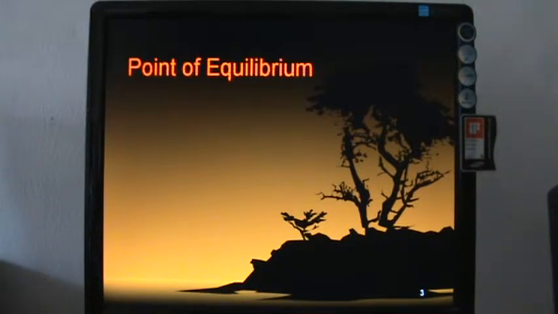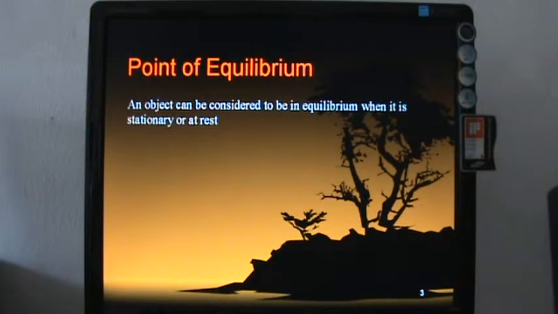As we begin, we want to define a few things. The first thing is point of equilibrium. What is point of equilibrium? An object can be considered to be in equilibrium when it is stationary or at rest. It means it is not moving at all.